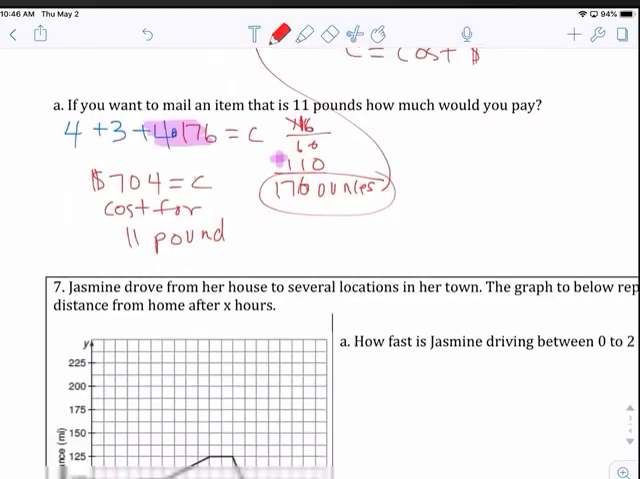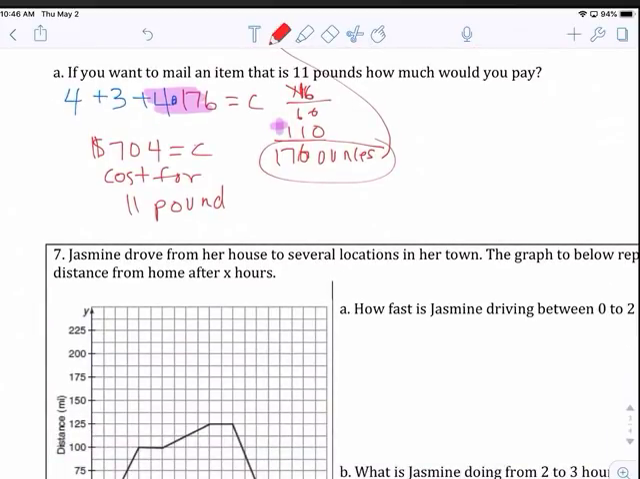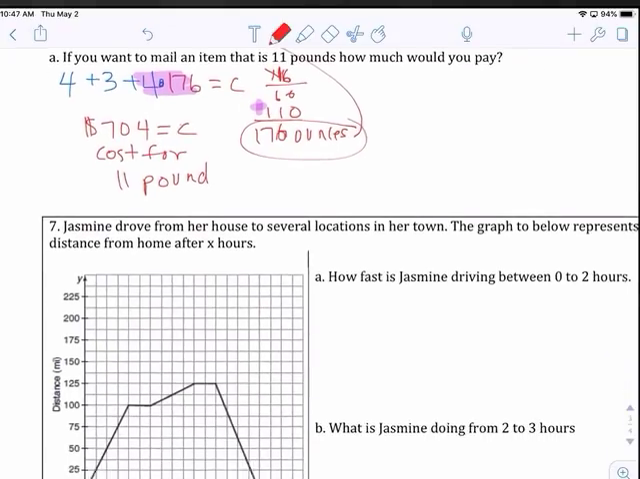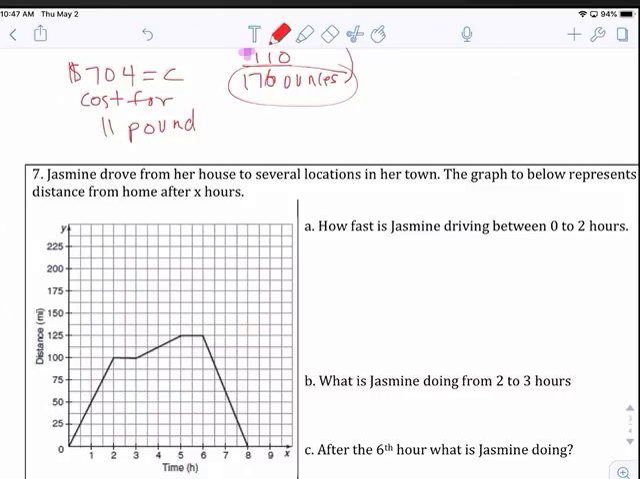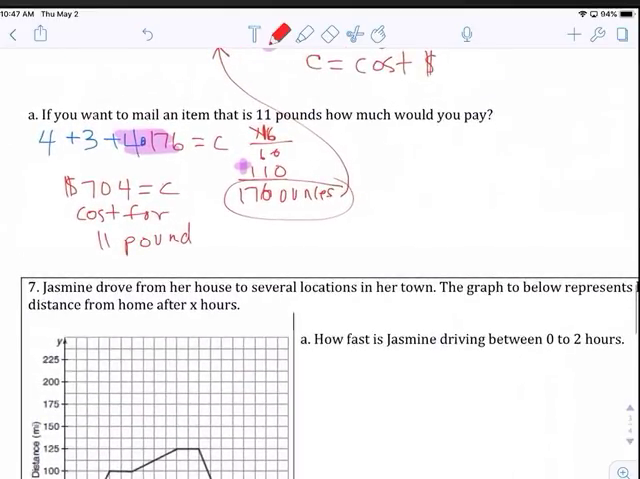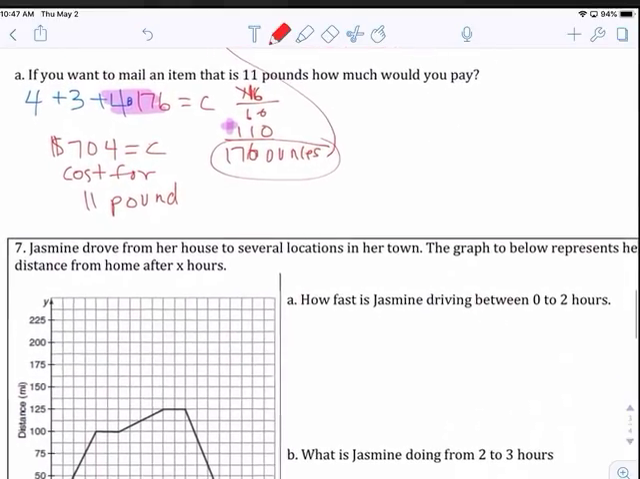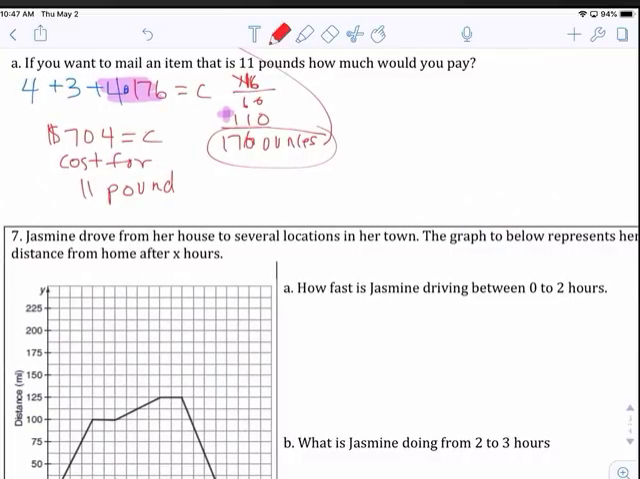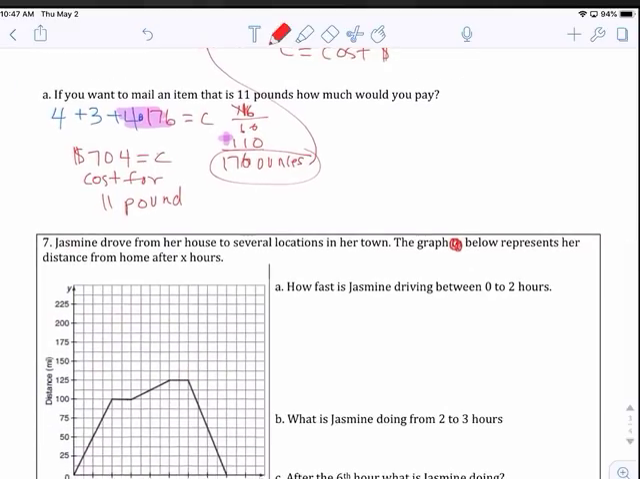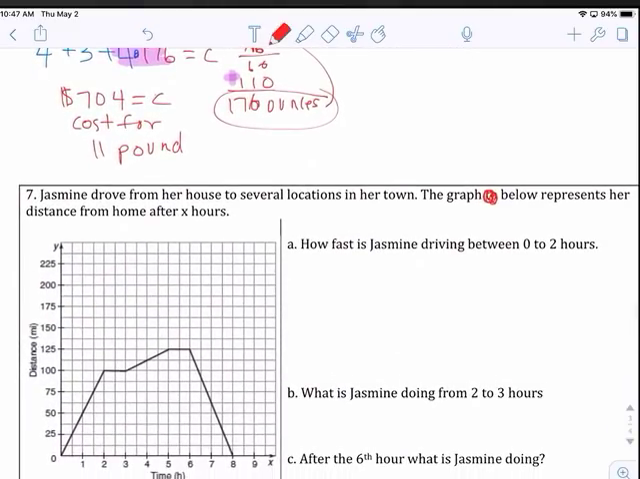Okay. Number 7. Jasmine drove from her house to several locations in town. If she's going down, does that mean she's going back home? Jasmine drove from her home to several locations in her town. The graph below represents her distance from home after x hours.